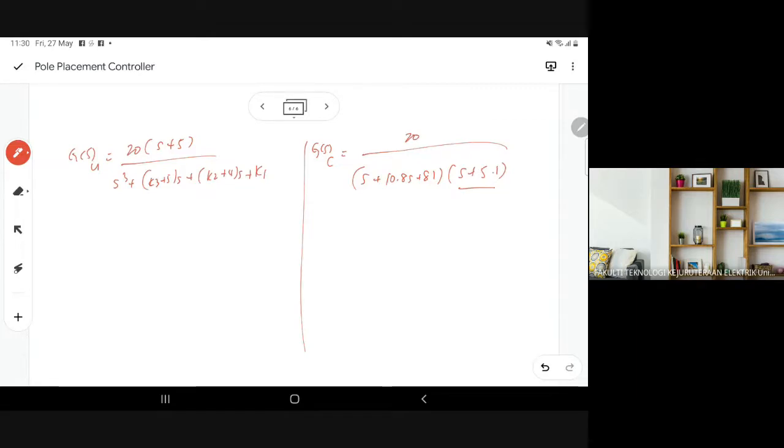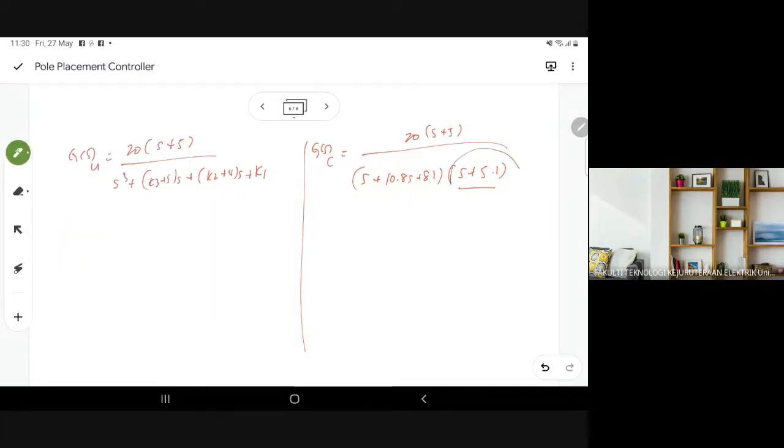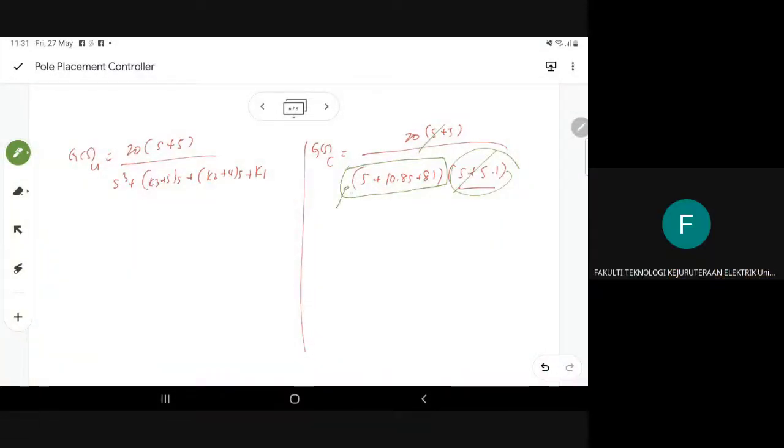The zero or the pole location is still the same, S plus 5. So why do we choose this value? Because we can cancel out. If we can cancel out, it means that at the end we will have the same characteristic equation that contributes to the 9.48% of the percentage overshoot and the same settling time of 0.74 seconds.